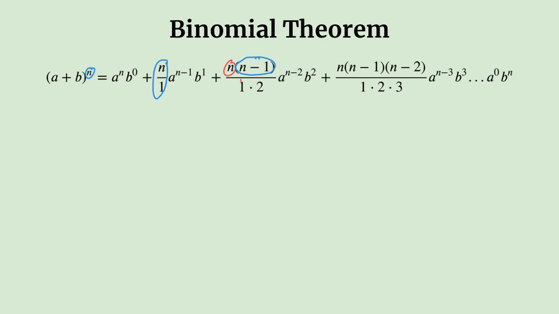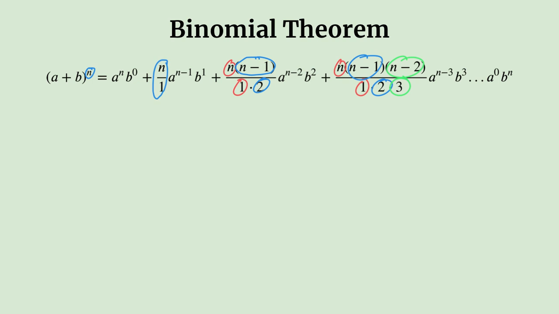You'll notice on bottom, we've got 1 and 2. For the next one, we have n, n minus 1, n minus 2. So on bottom, you're just counting, you're multiplying together how many terms are on top.